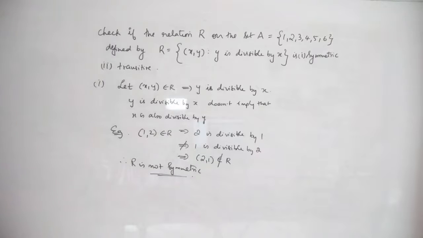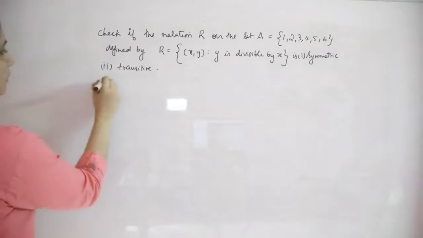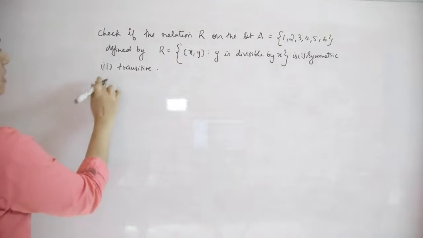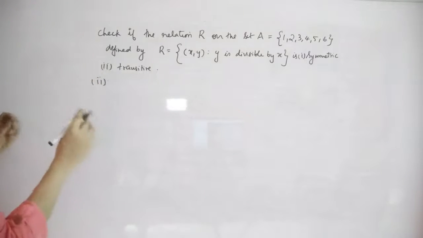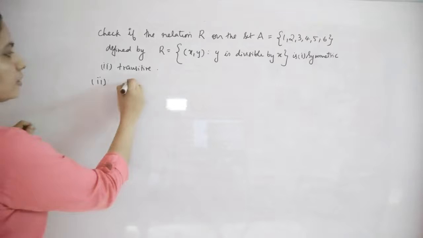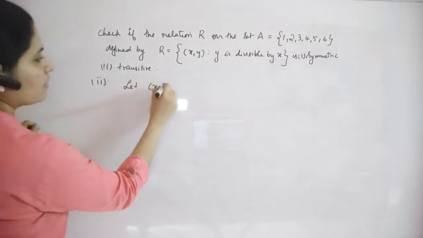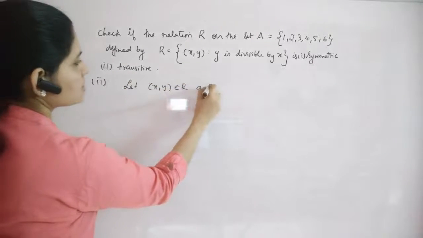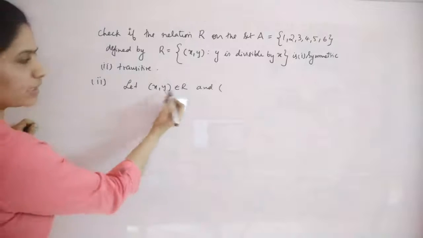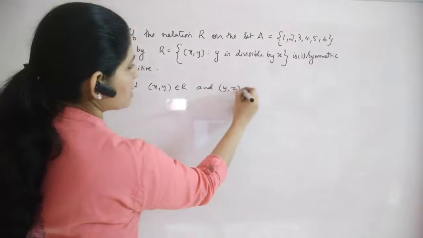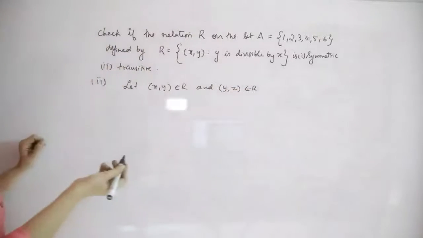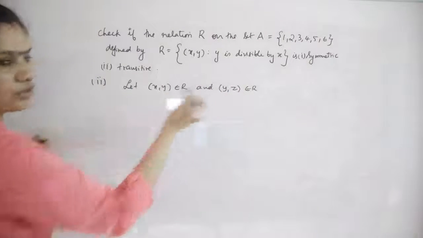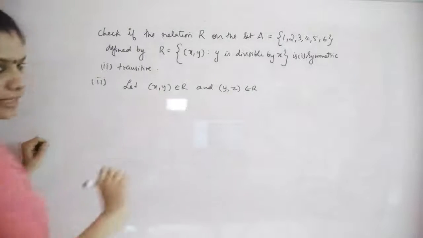Okay, so symmetricity is not satisfied by this relation. For the transitivity condition, what we need to get is, we are taking two pairs like this: let x comma y belongs to R, and the other pair should start with this element, and y comma z belongs to R. You have to get that x comma z belongs to R. That means these two are related, we need to show.